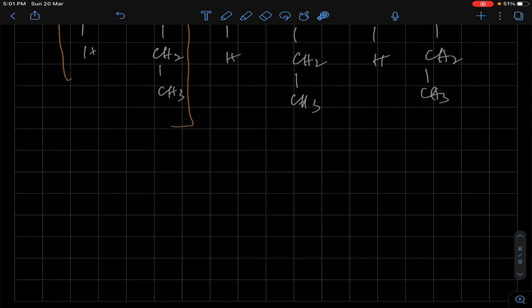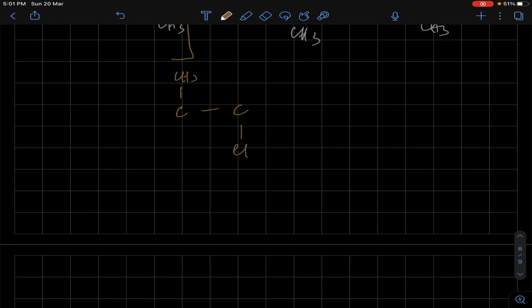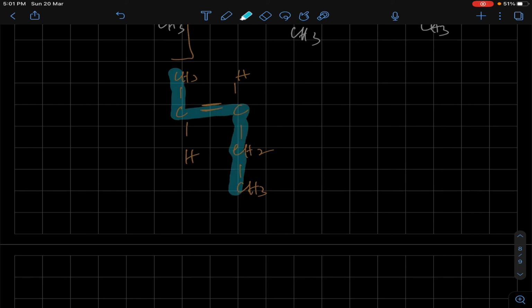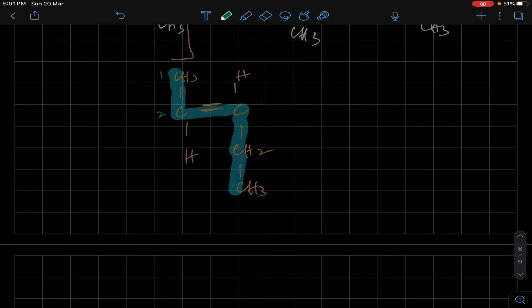And if I draw the repeating unit separately, this is the repeat: CH3, CH2, CH3, H, and H. And then we just have to draw the double bond between the horizontal carbon atoms. Now if we count the number of carbon atoms, 1, 2, 3, 4, 5. And if I number the chain, carbon number 1, 2, 3, 4, 5. So we have a total of 5 carbon atoms and a double bond at carbon number 2. So the monomer name is pent-2-ene.